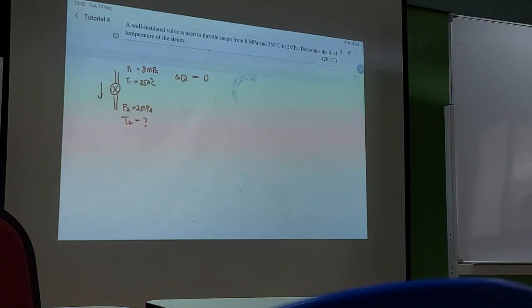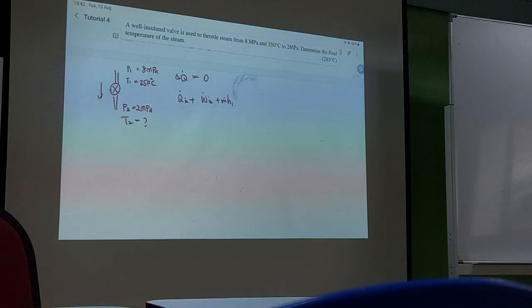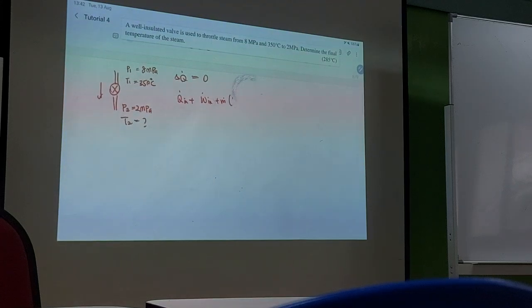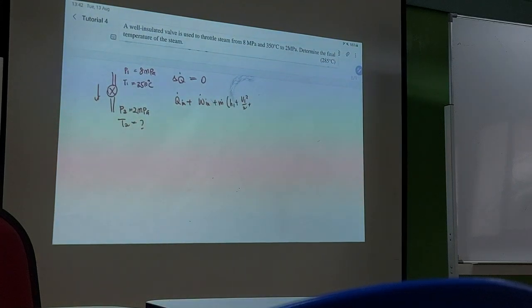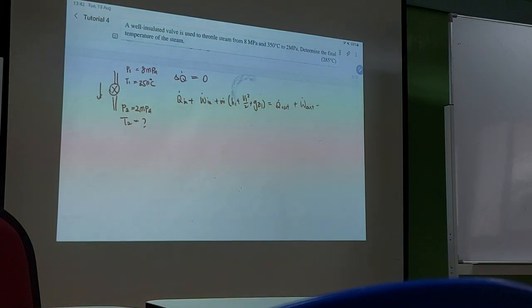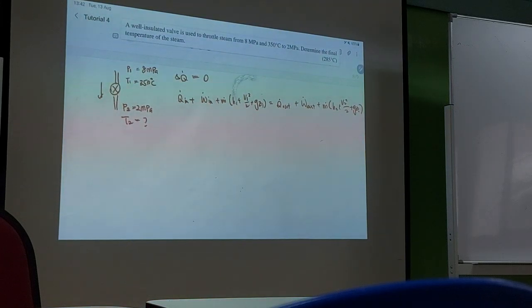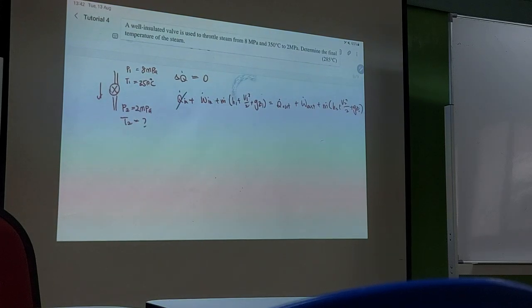So you do the same thing. Q in plus work in plus m dot H1, I'll just write H1 this time because of V1 and the rest, otherwise I write the whole thing. H1 plus V1 squared over 2 plus GZ1 equals Q out plus work out plus m dot H2 plus V2 squared over 2 plus GZ2. Right? So same thing, insulated, so we cancel off Q.